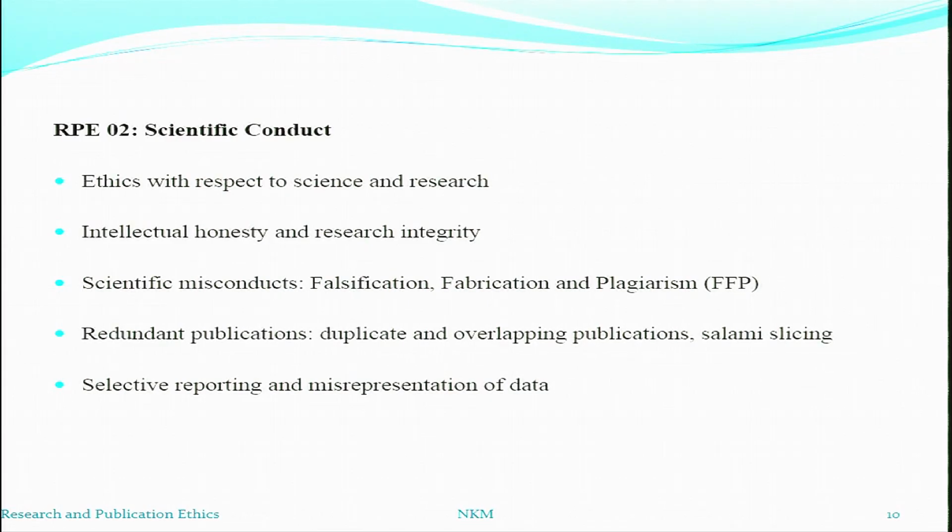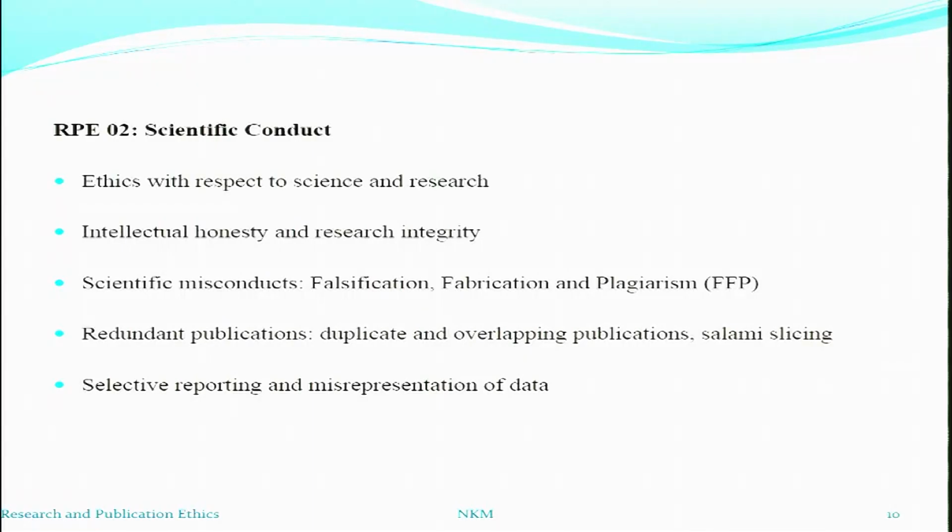What are the issues pertaining to the environment, society, even the subjects that we take for the research? For example, if we are conducting research in medical science, then we have to test a drug on patients. Then we have to understand what the ethical guidelines are, what the ethical norms are that we have to follow. So ethics has a major role to play in scientific discourses, in scientific conduct. And then we'll try to understand what intellectual honesty and research integrity are.